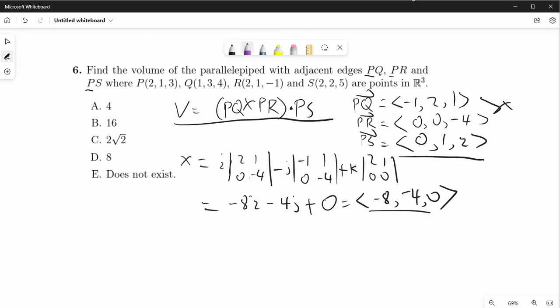Dot these two together. The result would be 0 plus 1 times -4 plus 0. Since it's a volume, we take the absolute value of that, which would be 4, which is our answer.